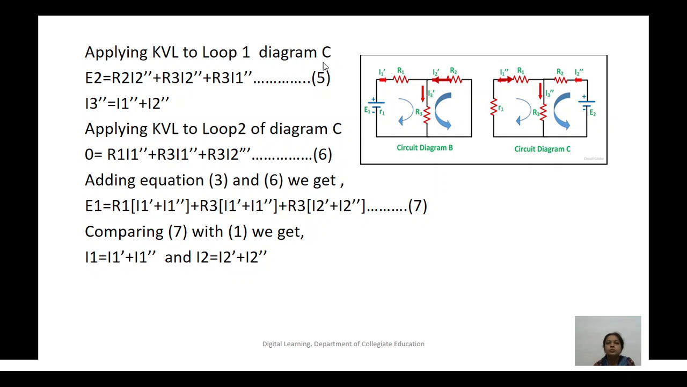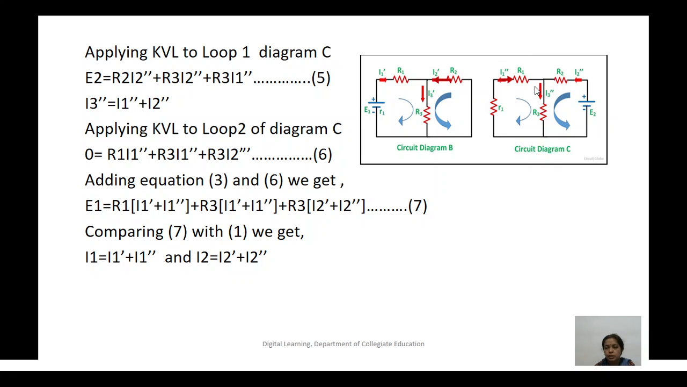So applying KVL to loop 1 of diagram C. Here we have removed the first source and retained the second source. So E2 is equal to... again the currents will change, now that the battery has changed. I2 double dash, I1 double dash, I3 double dash are the different currents in the branches. So E2 is equal to I2 double dash R2 plus I3 double dash R3.